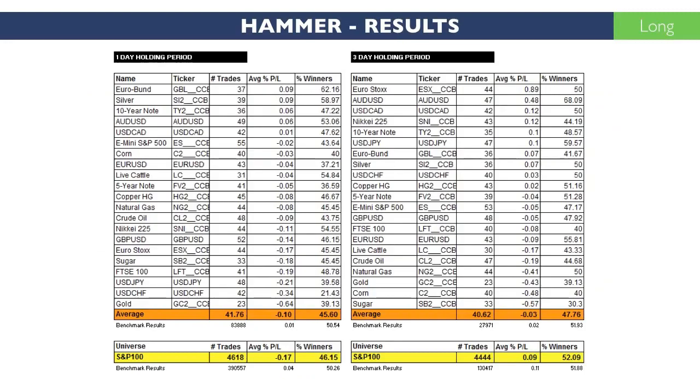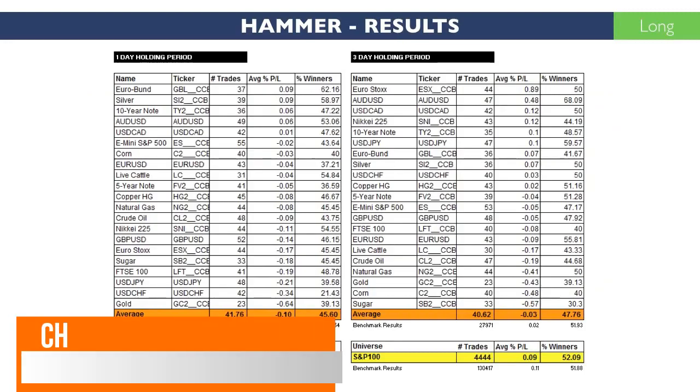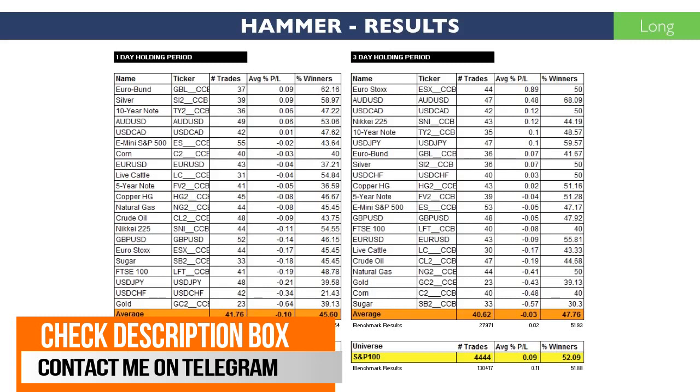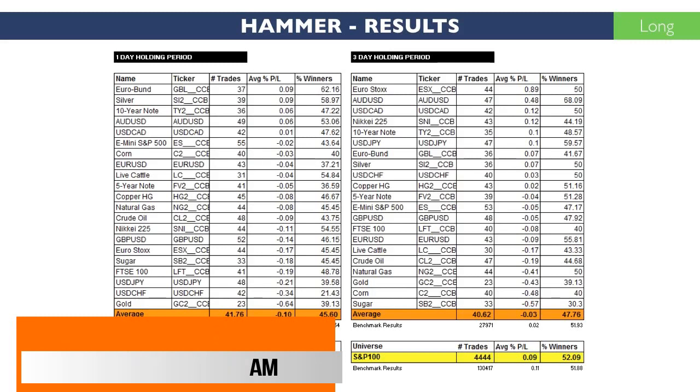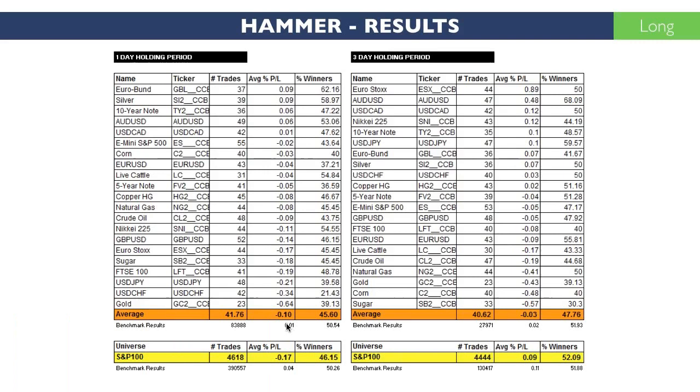So looking at this first table, you can see the results from buying the hammer and closing the trade after 1 full day, and you can see that this was a losing strategy overall. On our 21 markets, the signal produced an average loss of 0.1% with an average win rate of 46%. This was worse than the average one-day return for each market combined, shown by the benchmark.